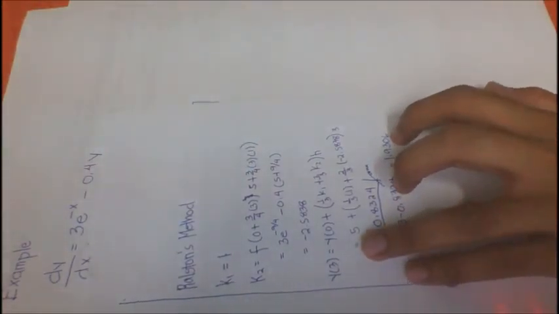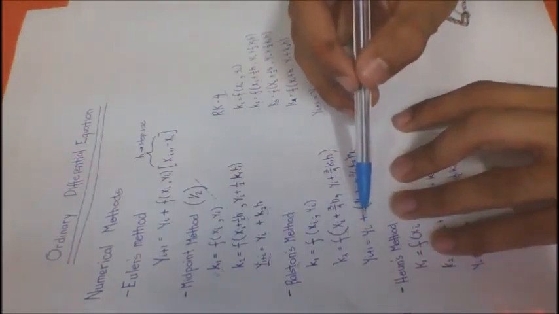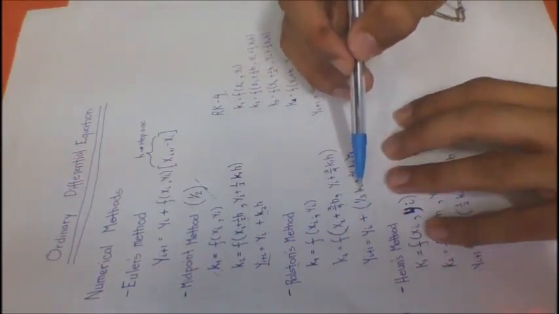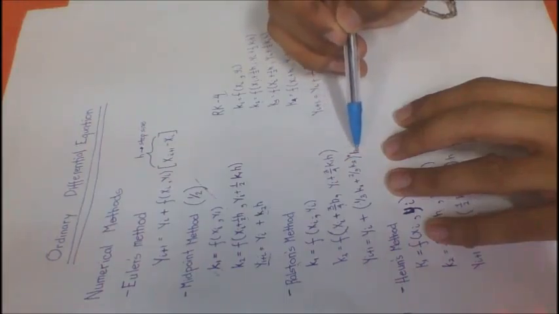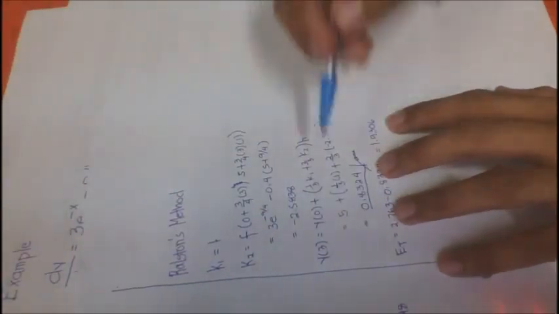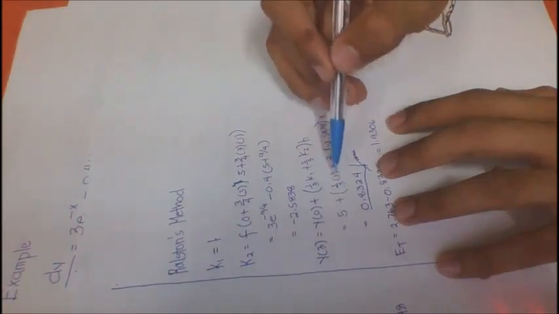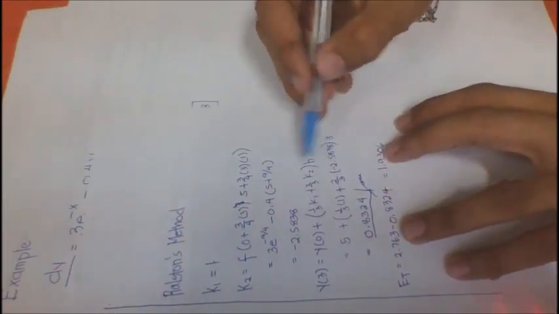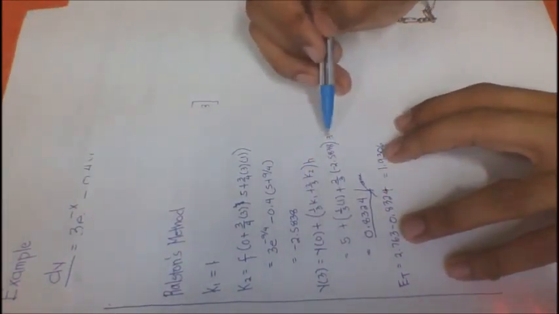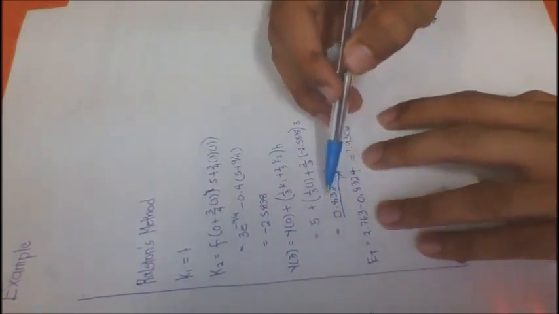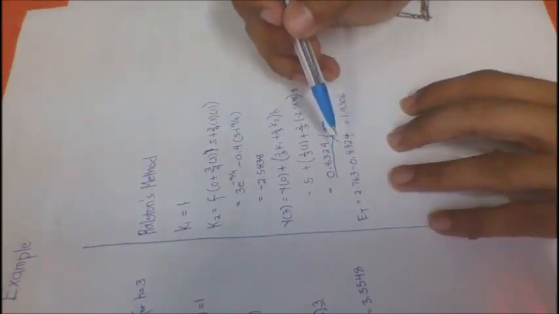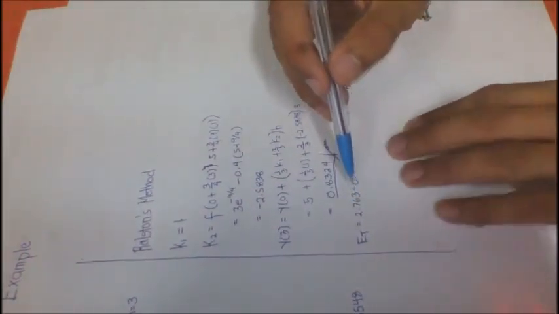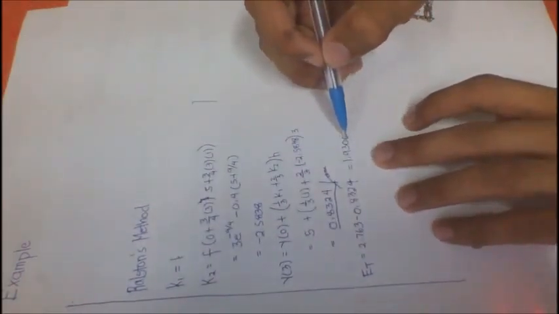Now, for getting the y at 3, we'll be using y1 or y initial plus 1/3 of k1 plus 2/3 of k2 multiplied to the step size. So we'll be using y initial plus 1/3 of k1, which is 1, plus 2/3 of k2, which is negative 2.5838, times the step size 3. So our answer for that will be 0.8324. So as you can see, the relative true error of this one is 2.763 minus 0.8324, 1.9306.